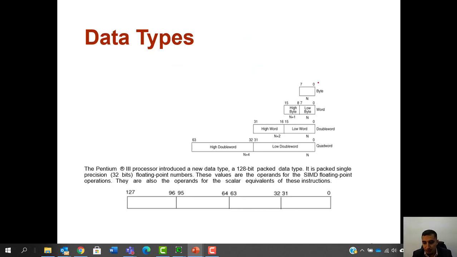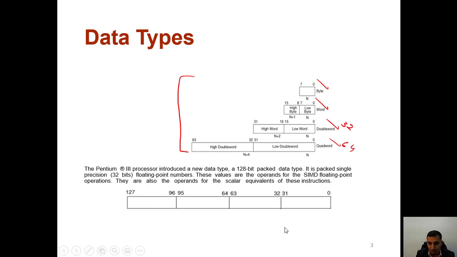The data types: we have the byte, which is 8 bits. We have the word, which is 16 bits. We have the double word, which is 32 bits. We have the quad word, which is 64 bits. Now, the Pentium 3 processor introduces a new type of data, which is 128-bit packed data. We are not going to use the 128-bit packed data, so we are going to focus basically on the byte, word, double word, and quad words.